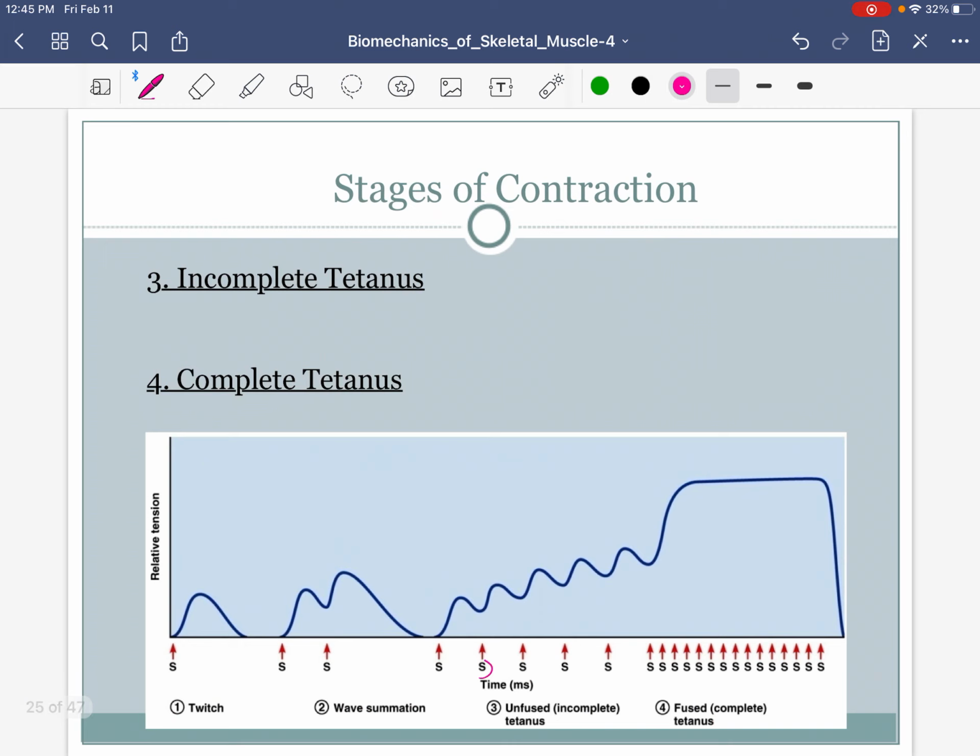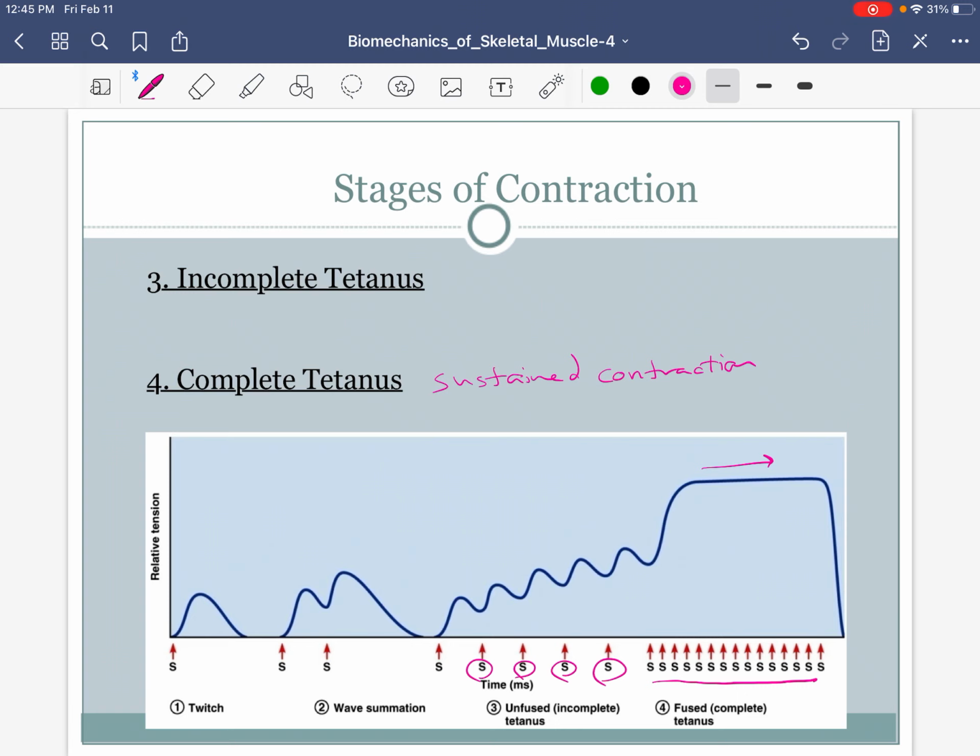Eventually, we keep sending nerve impulses so quickly that we reach a phase called incomplete tetanus. But that will very quickly lead to that sustained contraction of a skeletal muscle called complete tetanus. This is complete tetanus, smooth contraction. Now, when you go to contract a skeletal muscle, let's say you're picking up a glass of water, these are happening so quickly you don't even realize it. There's a twitch, summation, incomplete tetanus, tetanus. It happens so quickly you don't even realize it.